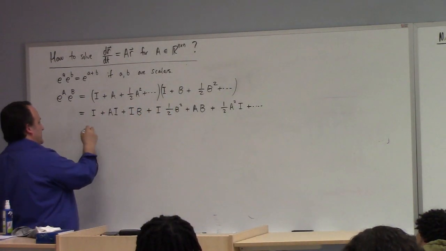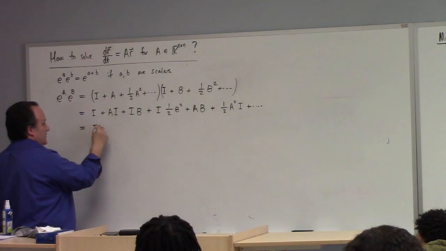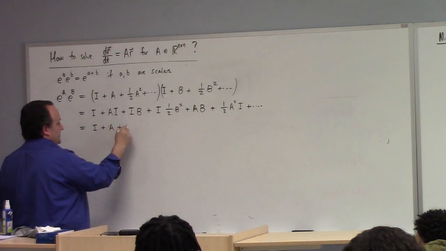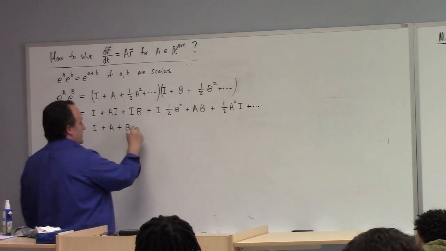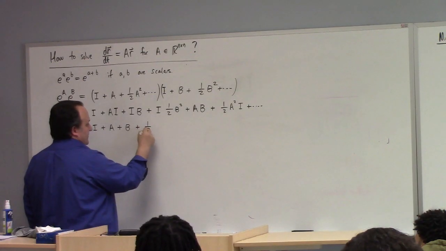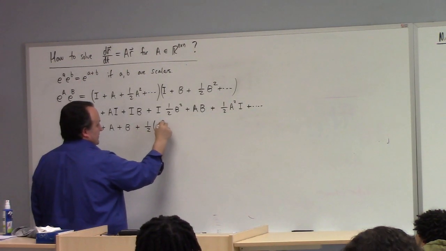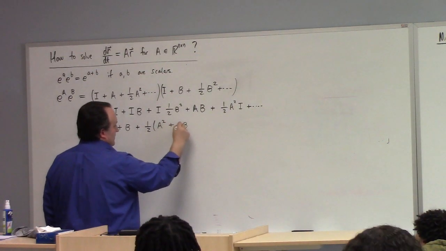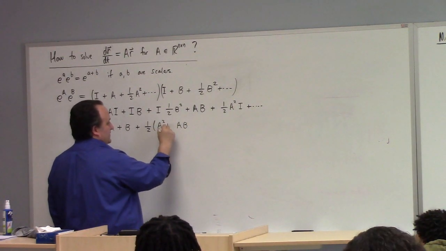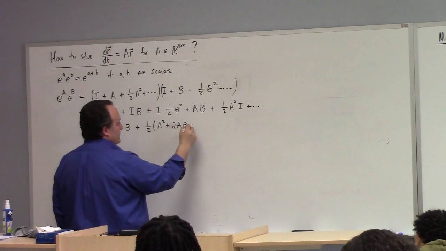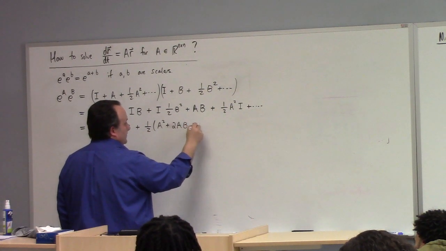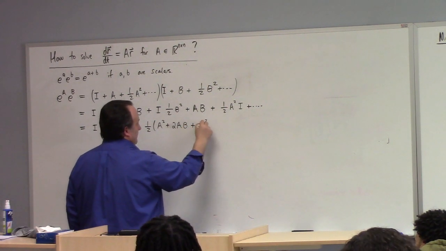So if I rewrite that a little bit, this is I plus A plus B, right? And then I'm going to write it this way, 1/2, factor out the half, okay guys? And that's going to give me A squared plus AB, well, not plus AB, plus what? Plus 2AB, right? Plus B squared.